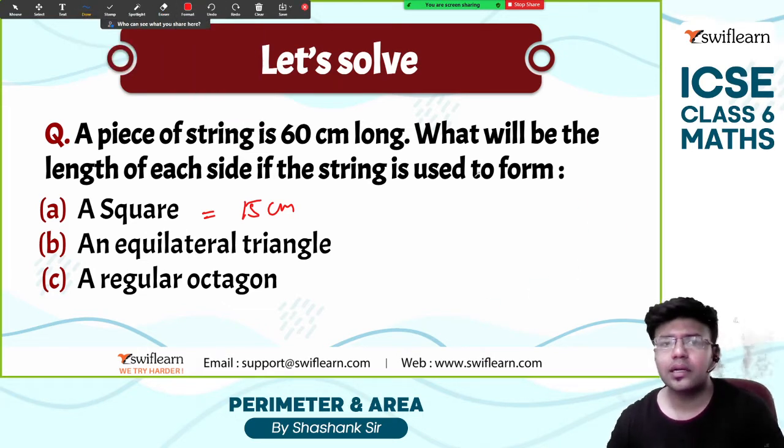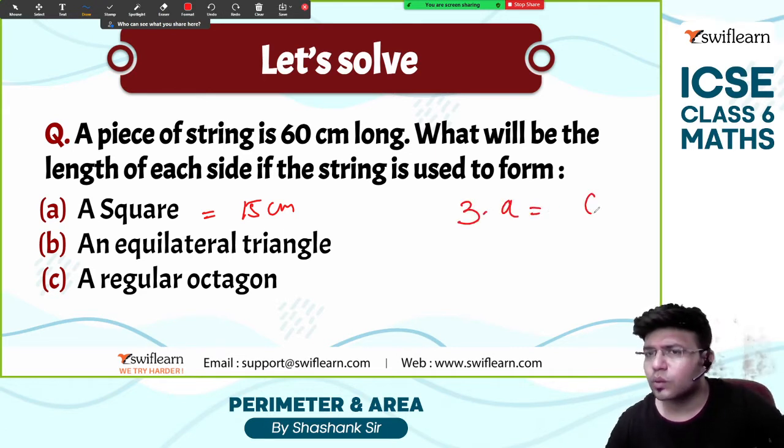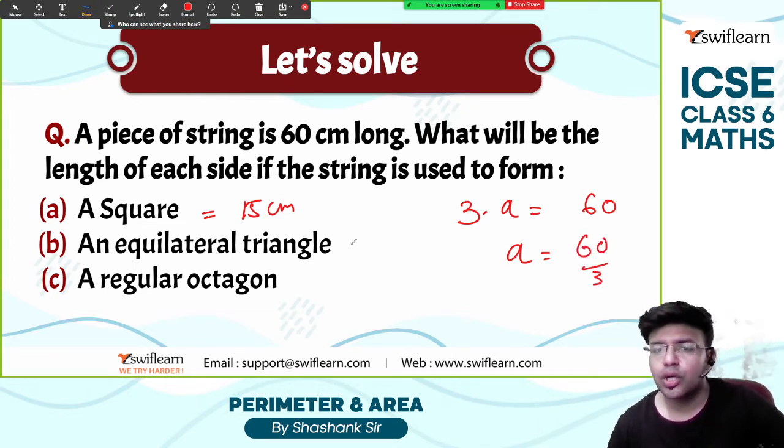An equilateral triangle. Okay, in an equilateral triangle all the 3 sides are the same. So 3 times A is equal to 60. A will be equal to 60 by 3, which is 20 centimeter.